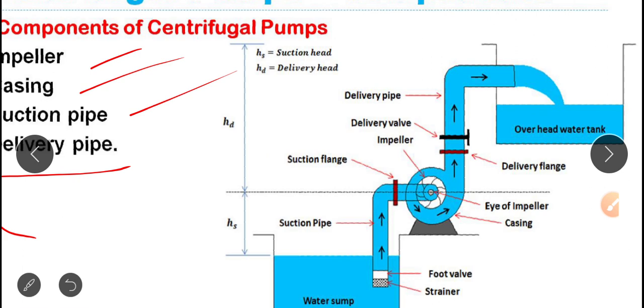So what are the various parts? Quickly we will go through. A sump, from where the water is to be lifted, and a pipe is inserted with a strainer and a foot valve. Foot valve is nothing but a one directional valve, monodirectional, meaning once the water is lifted, it will not be allowed to go back into the sump. That is the characteristic feature of foot valve. It is also known as non-returning valve. Okay. Strainer. Why strainer is used?